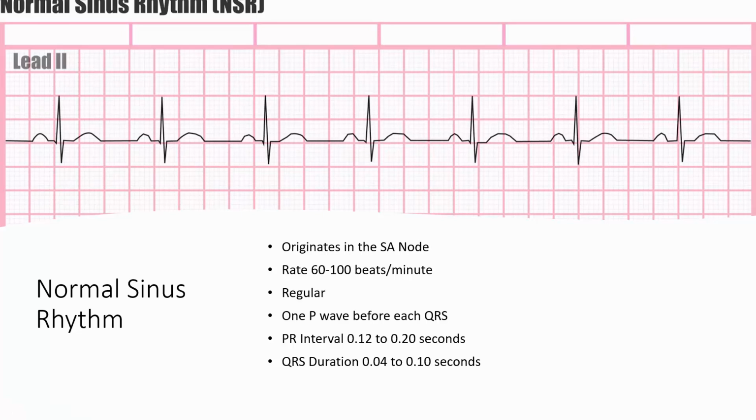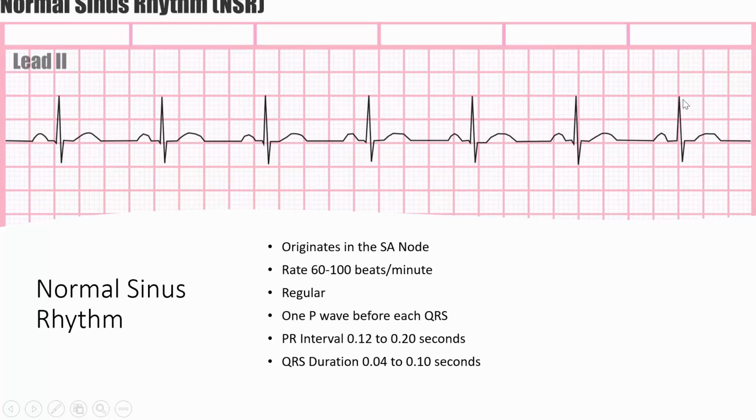And then you look at your PR interval. As I told you before, when you're looking at your PR interval, you are just making sure that this PR interval is within defined limits. And as I look at this PR interval, it is within defined limits.